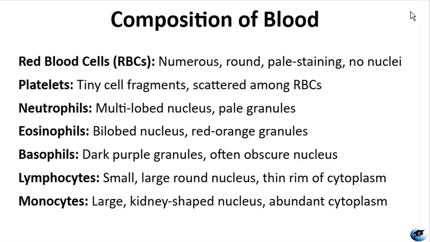Lymphocytes are usually small with a large round nucleus that takes up most of the cell, and it leaves just a little thin rim of pale cytoplasm. And these cells are important for adaptive immunity. And then monocytes are the largest of the white blood cells. They have a kidney-shaped or horseshoe-shaped nucleus, and they have abundant cytoplasm. So the lymphocytes have a really big round nucleus, very small cytoplasm. Monocytes have a lot of cytoplasm, much smaller nucleus. And these are the cells that eventually become macrophages once they are transported into tissues.